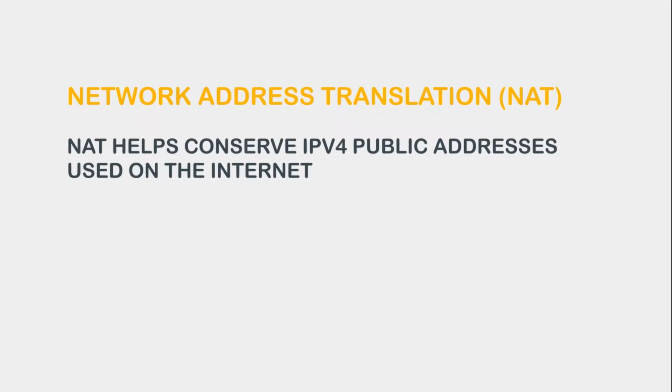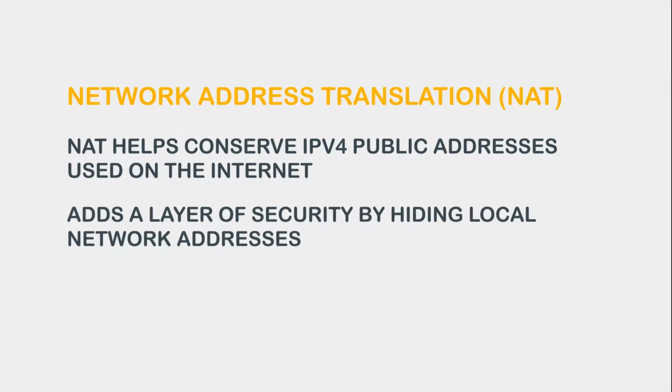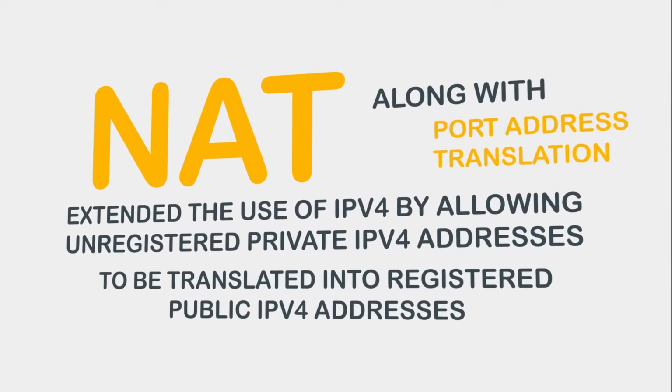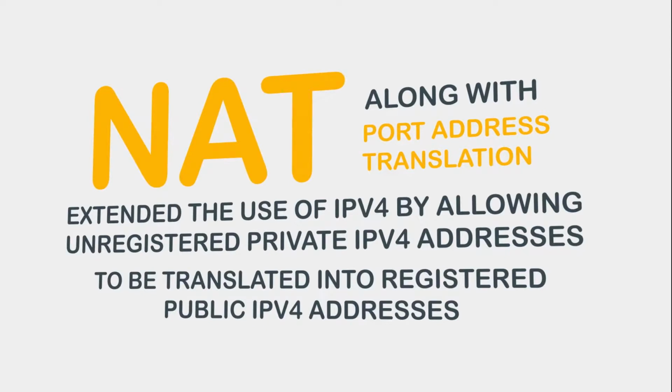The purpose of network address translation, also known as NAT, can be summarized in 3 key points. NAT helps conserve IPv4 public addresses used on the Internet, adds a layer of security by hiding local network addresses, and increases the sustainability of IPv4. NAT, along with port address translation, which is discussed later in this video, has helped extend the use of IPv4 by allowing unregistered private IPv4 addresses to be translated into registered public IPv4 addresses.